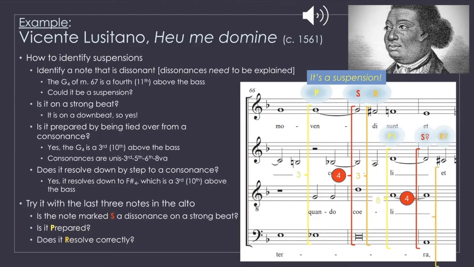And then does it resolve correctly? Does the note marked S resolve down by step? Yes, it does. And when it resolves down by step to C sharp, that C sharp is a 3rd above the bass, or 10th. So it's a suspension. Here's our new suspension. That's the second suspension.